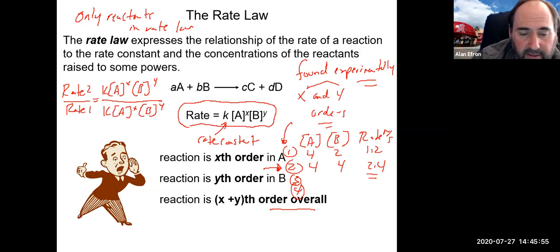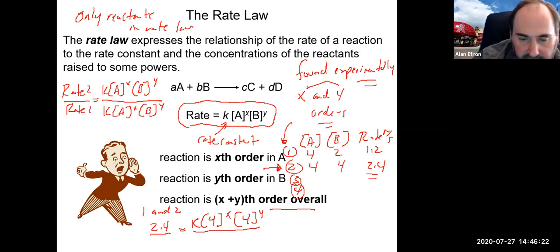So what I'm going to do is take experiments 1 and 2 here, and everything for number 2 is going to end up on top. So my rate is 2.4 equals the constant K times the concentration of A, which is 4 to the X, times the concentration of B, which is 4 to the Y. Everything I just wrote there came from entry number 2 in my made-up table.